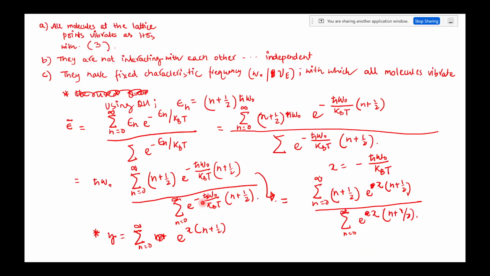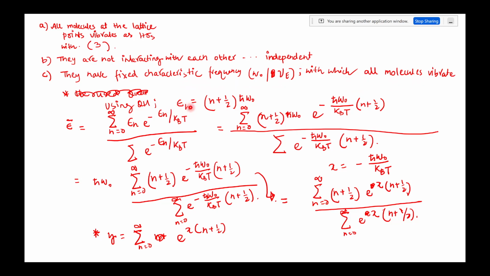But at lower temperature or intermediate temperature region, there are some discrepancies. So Einstein came up with a theory where he assumed these 3 things mainly: that all molecules at the lattice points vibrate like harmonic oscillators, they are not interacting with each other, they are independent, and all those molecules have a fixed characteristic frequency, omega naught or nu e, that is called the Einstein frequency, with which all molecules vibrate.